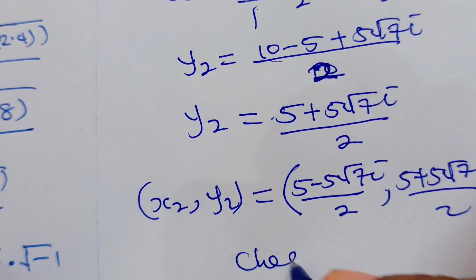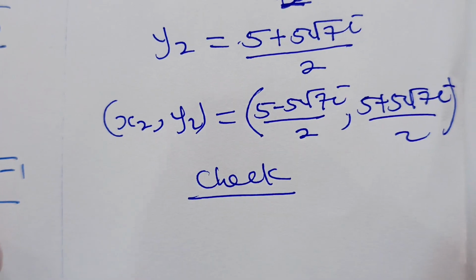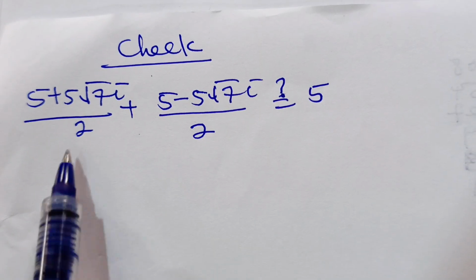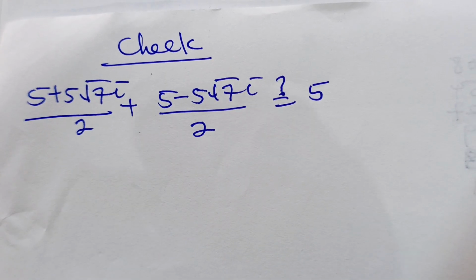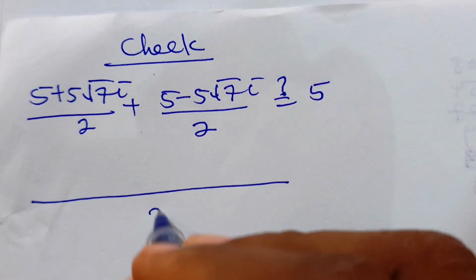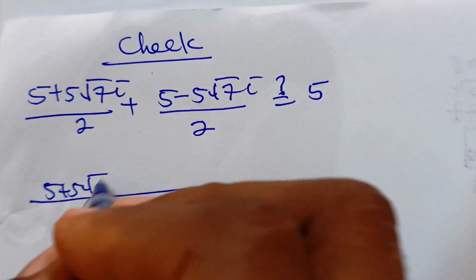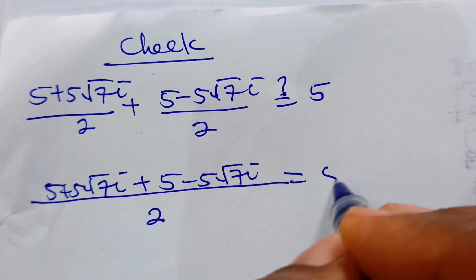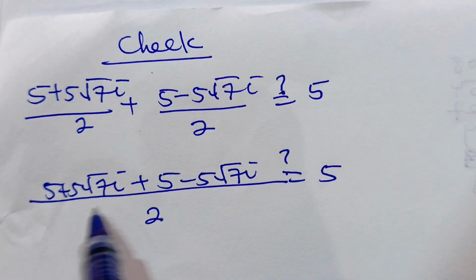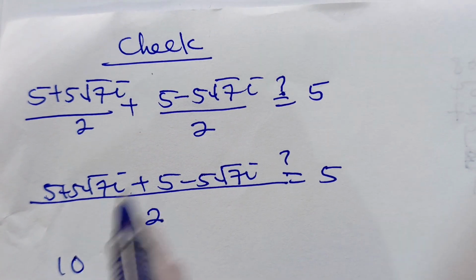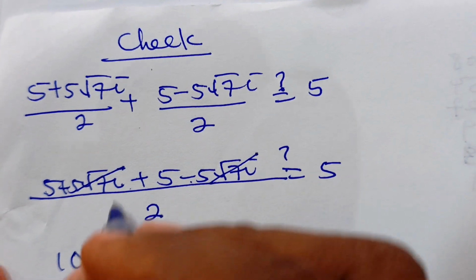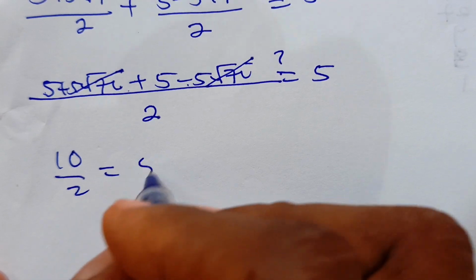Alright, now it's time to check and confirm. So let's check. The first equation says that x plus y is equal to 5. They share the same denominator, right? So we are going to have everything over 2. So we have 5 plus 5 root 7i plus 5 minus 5 root 7i. Is this equal to 5? Now let's check. 5 plus 5 will give us 10, right? Now plus 5 root 7i minus 5 root 7i will give us 0. So what we have here is 10 divided by 2, and this is actually equal to 5.